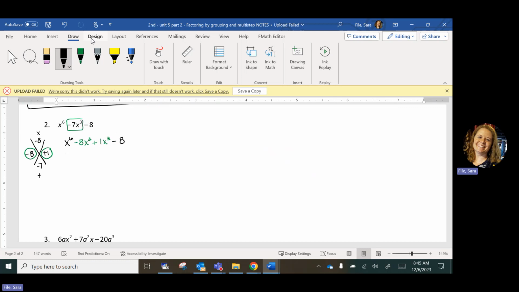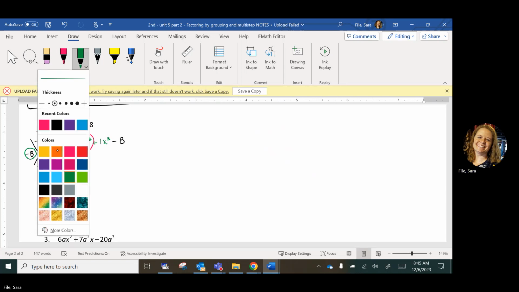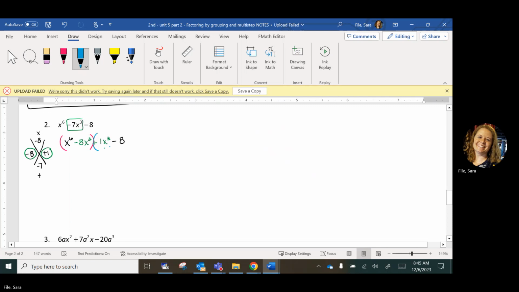So then I do my parentheses for grouping. In my first group, what could I factor out of both of those? x cubed. And that would leave me with x cubed -8. And in my second group, there is no GCF. It would be an understood 1. And so I would be left with the x cubed -8.